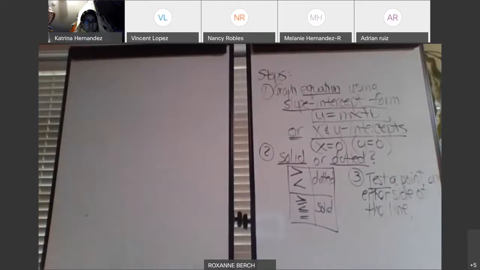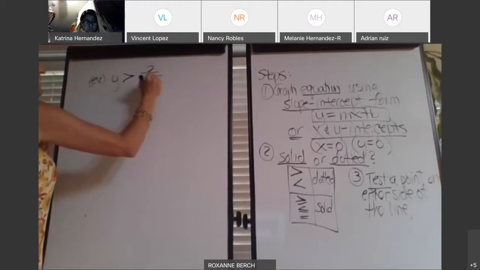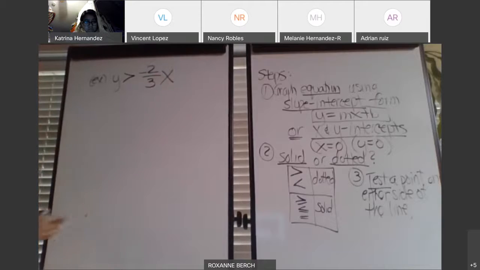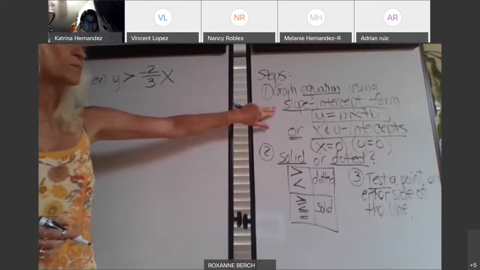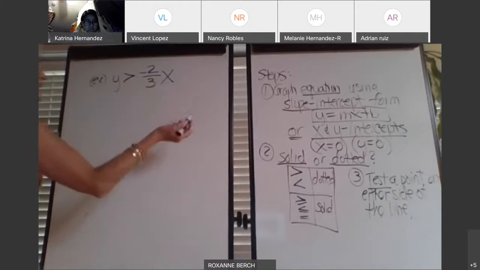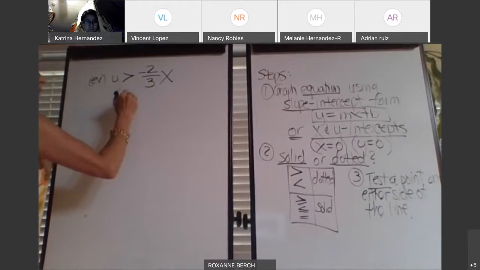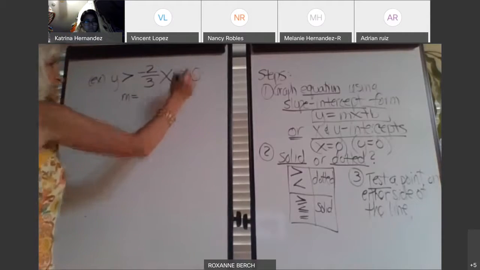All right, so let's do another, solving just a simple inequality. So we have y is greater than -2/3 x. All right, this is absolutely slope intercept form. So we're not going to do what we did on the last problem. What we're going to do here is find the slope and find the y-intercept, which is actually 0, 0.